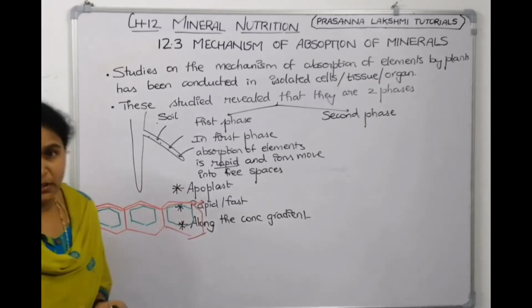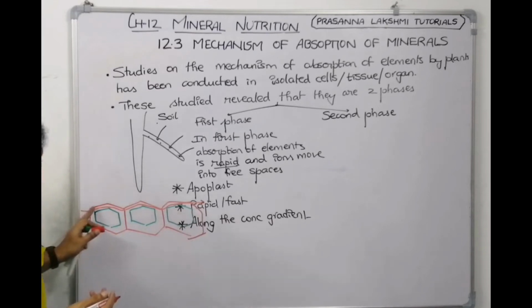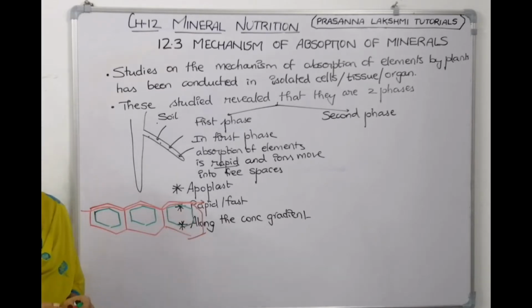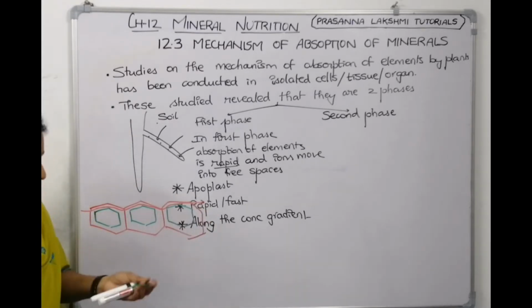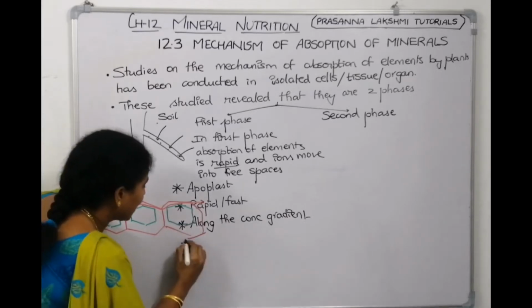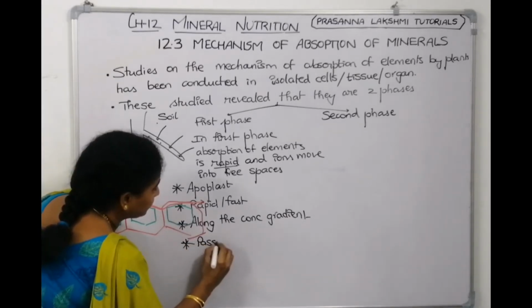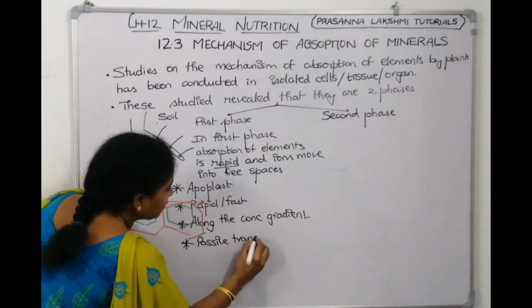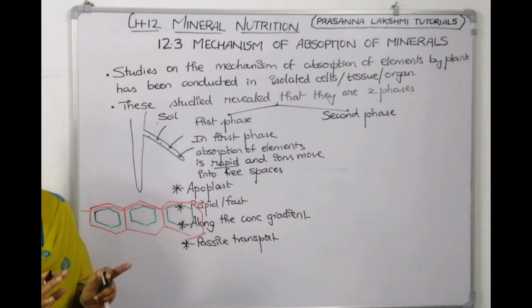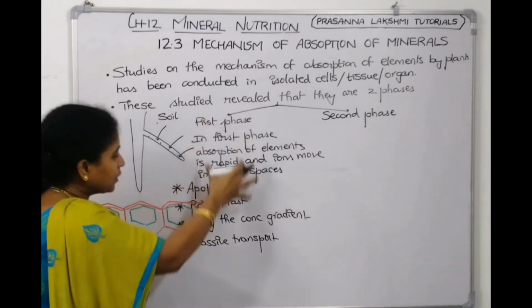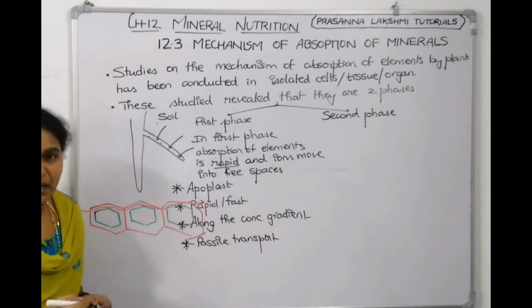So, passing water or passing minerals through the wall, which is dead, is called apoplast. Since it is passing through the spaces, it will be fast, and it is coming from high concentration to low concentration, along the concentration gradient. We will write that it is passive transport. What do we mean by passive transport? No energy requirement, no energy expenditure. This is the first phase of mineral absorption by the plant.